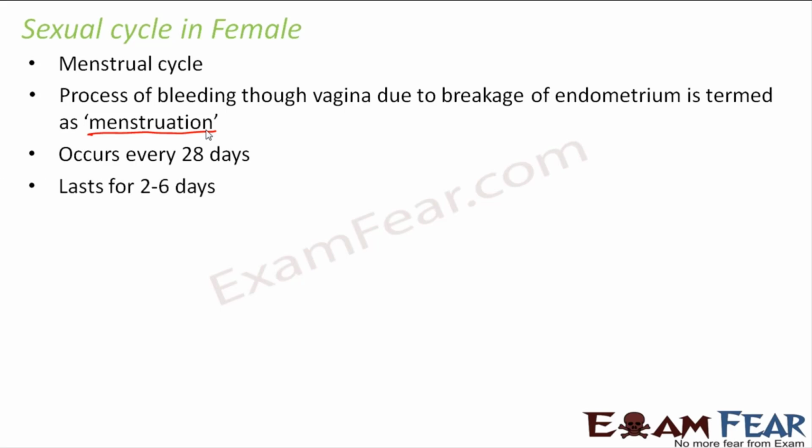So this menstrual cycle generally lasts for 2 to 6 days. For some females it lasts for 3 days, for somebody it lasts for 5 days, but it ranges between 2 to 6 days. It occurs around 14 days post ovulation. That means the time when ovulation takes place, after 14 days of that, this menstruation happens. So let us see how the time of ovulation and the time of menstruation are related to each other.